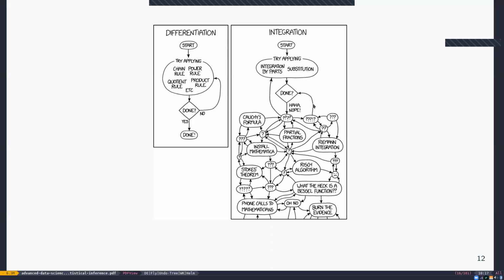We don't know how to do this in this way. This one has the caption, "calls the mathematician, burn the evidence. What the heck's a Bessel function?" Well, integration is really, really hard, but it's a super, super, super important thing.